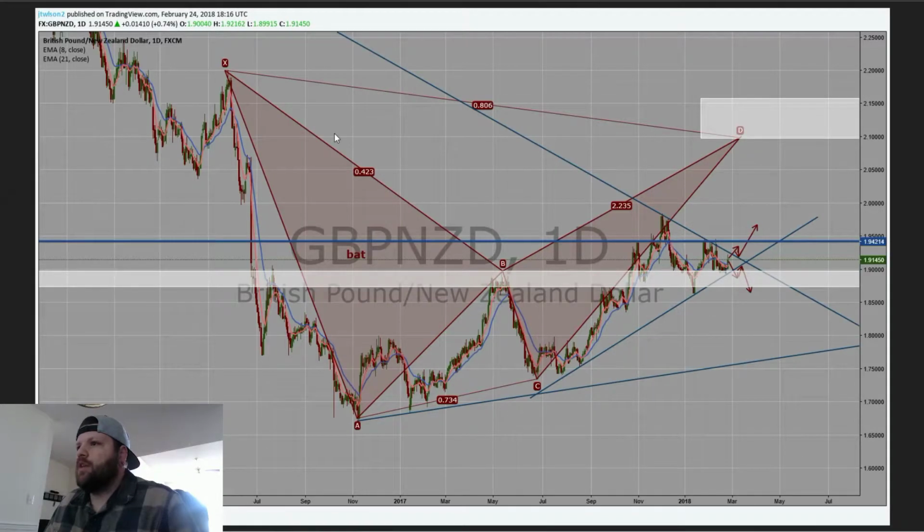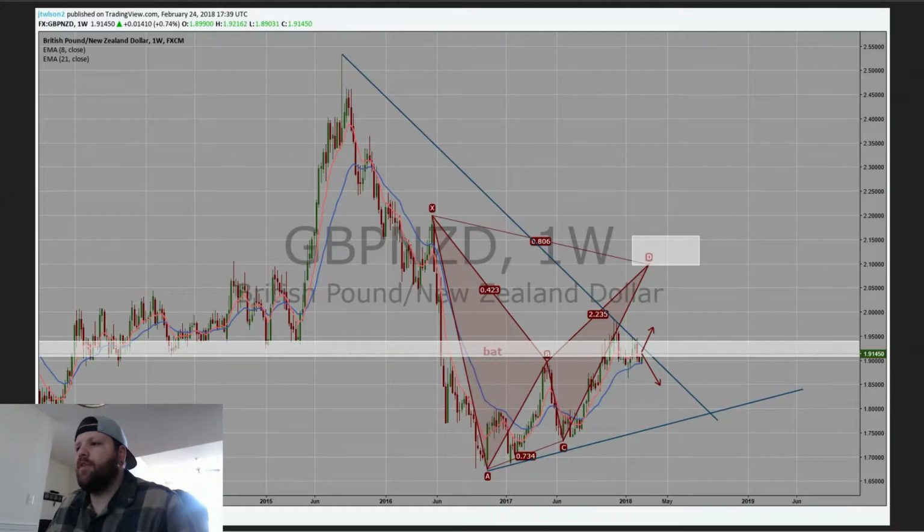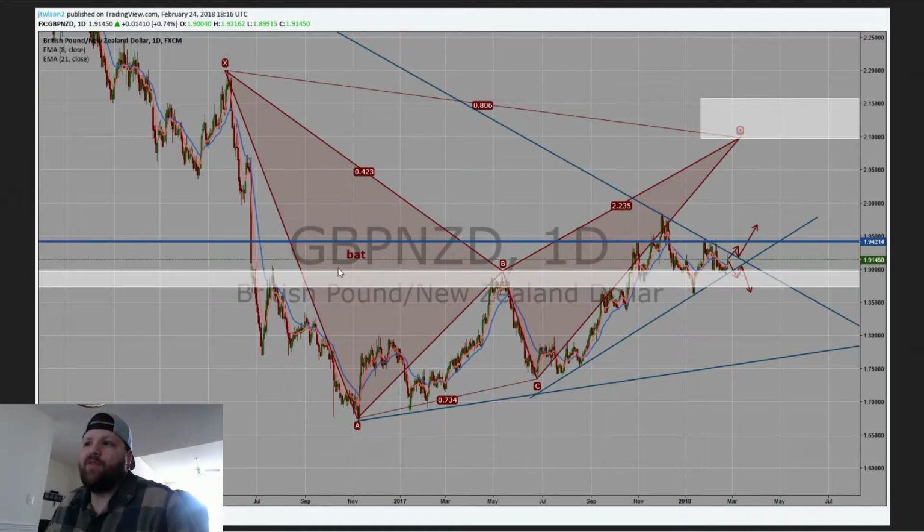Dropping down to the daily time frame, you can see the multiple retests to this trend line, as well as this zone that's drawn on the daily time frame. You'll notice it's a little different spot than it was on the weekly time frame. It's just easier to draw, or it's different to draw, I suppose, is the more accurate way to say that, on the daily time frame.